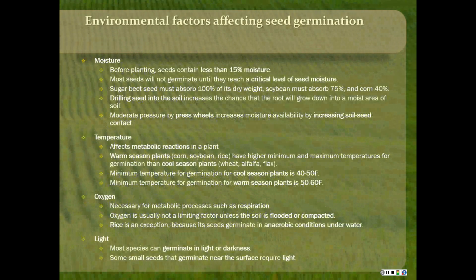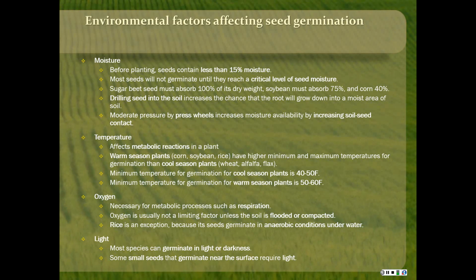And there are several environmental factors that affect seed germination. Moisture: before planting, seeds contain less than 15% moisture, and most seeds won't germinate until they reach a critical level of moisture. They have to start absorbing moisture; usually a sugar beet seed absorbs 100% of its dry weight, soybeans need to absorb 75%, corn 40%. So unless they've absorbed that much moisture, they won't start growing.